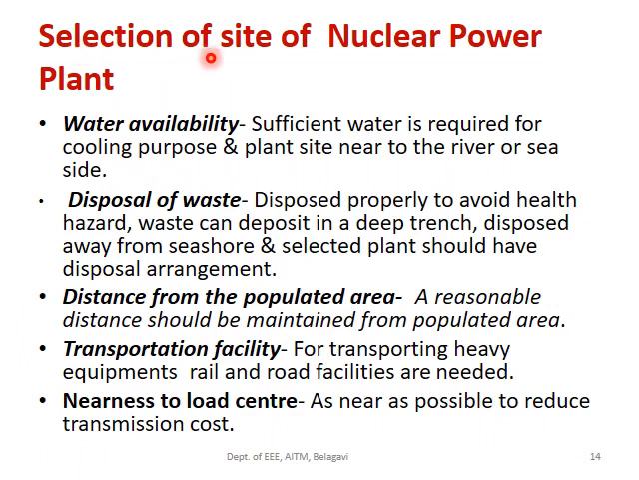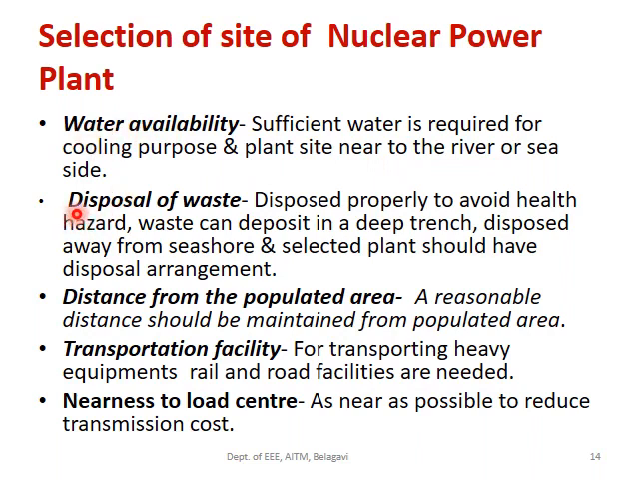Next topic is selection of site of a nuclear power plant. As we studied in steam generation power plants and hydroelectric power plants, we need to consider various aspects for installing such power stations. Likewise, in nuclear power plants, we need to consider various aspects, such as the first one, availability of water. We want a sufficient amount of water for cooling purposes as well as for heating the water. So we need to look out for the availability of water.